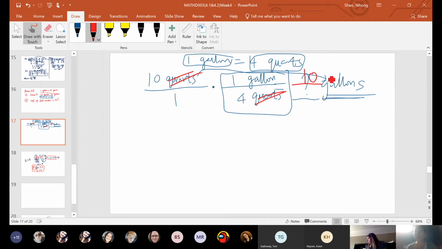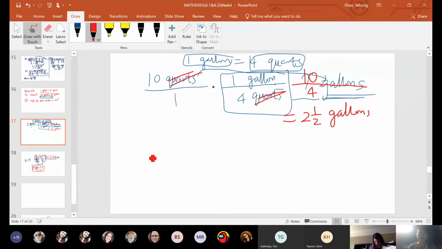So we end up with 10 gallon on the bottom, bottom times bottom, 1 times 4, because this is canceled out. So that's what we are left with. The gallon will go on the top, but you can put it right next to it. Simplify this, 10 divided by 4, you'd get 2.5. Either way is fine. So you're going to get 2.5 gallons. So that's using the conversion factor to do it.